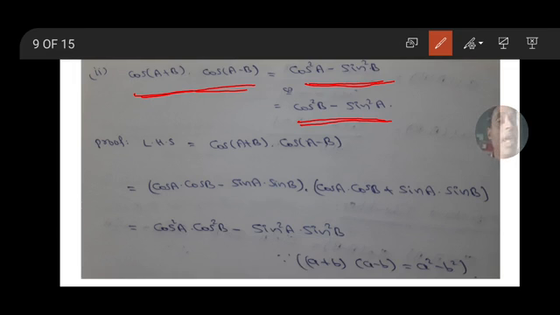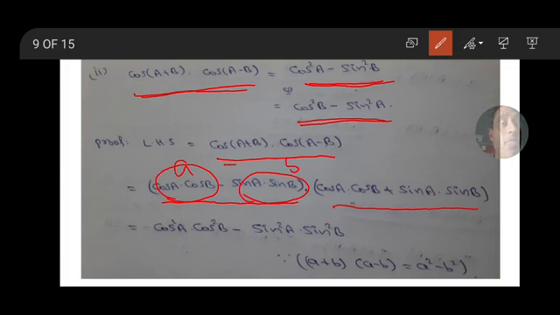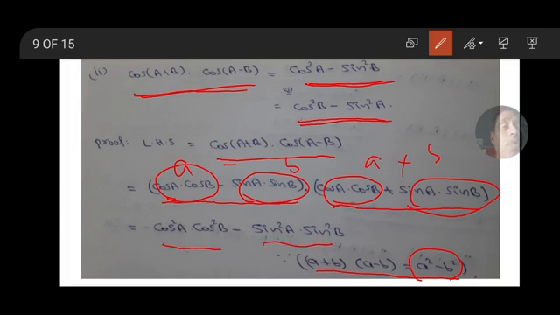So the proof of this one: LHS is cos(a+b) into cos(a−b). So the cos(a+b) formula is cos a cos b minus sin a sin b. The cos(a−b) formula is cos a cos b plus sin a sin b. So if you take cos a cos b as a, and sin a sin b as b, that is the (a−b)(a+b) form, this is a, this is b. So (a+b)(a−b) is a square minus b square, so cos square a into cos square b minus sin square a into sin square b.